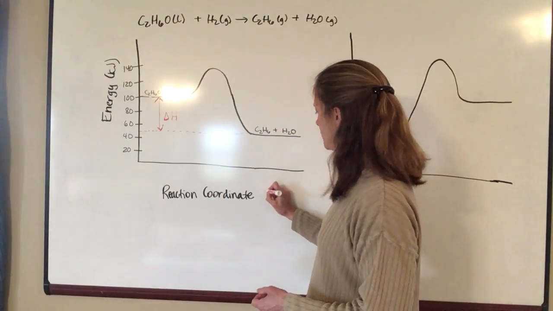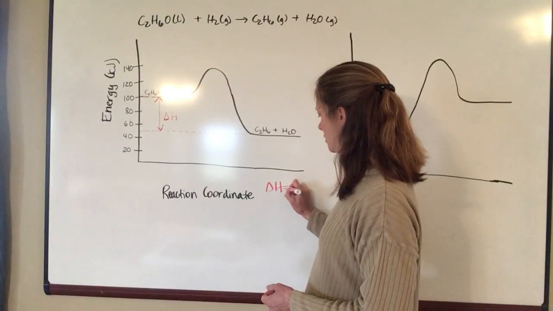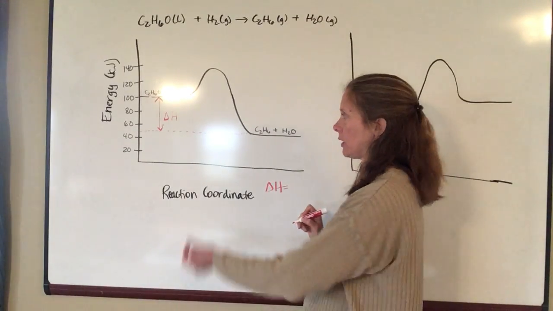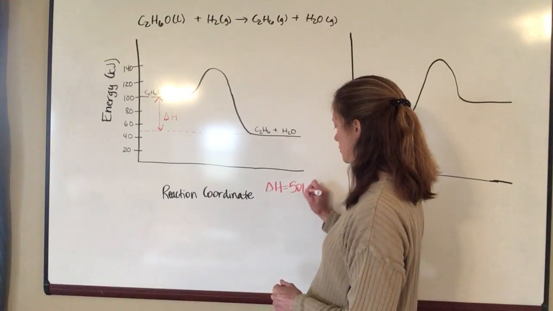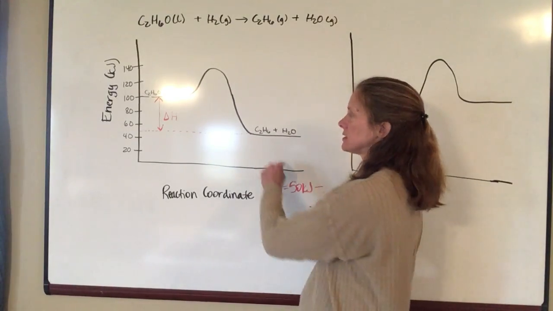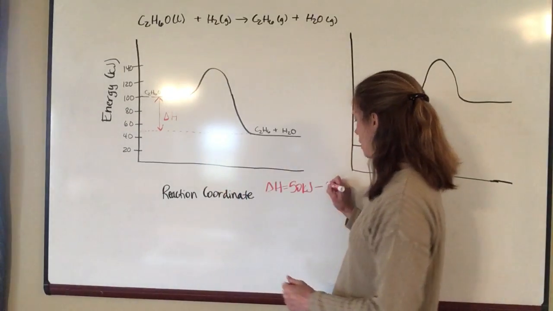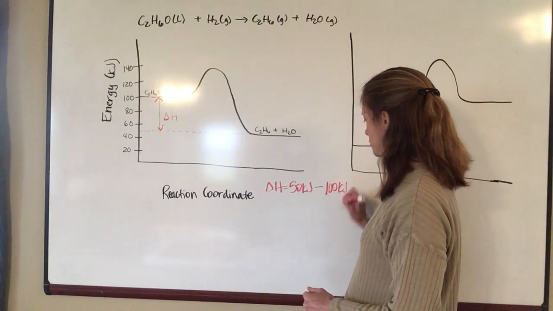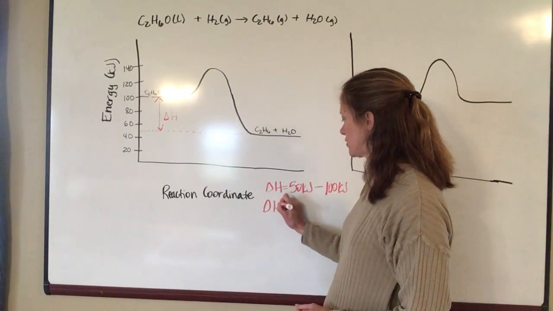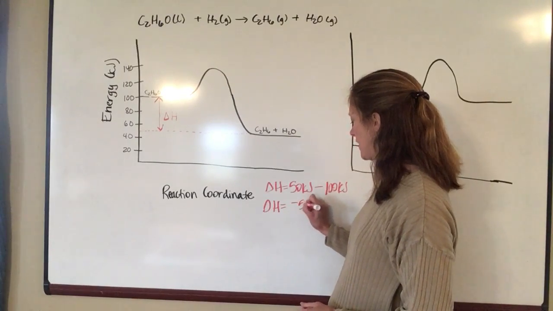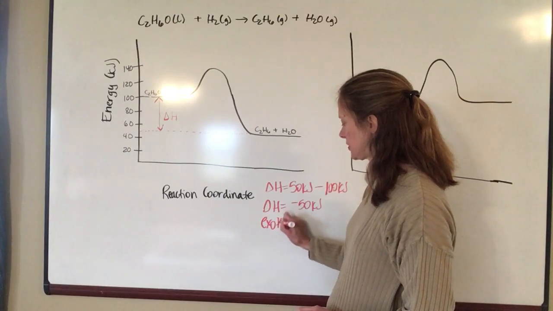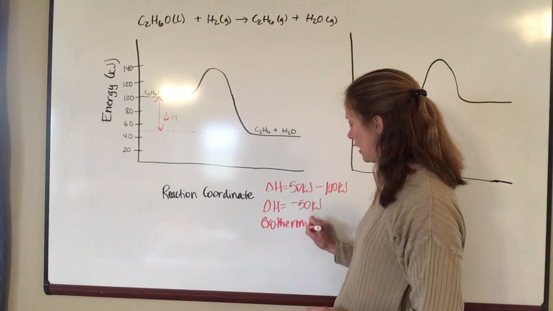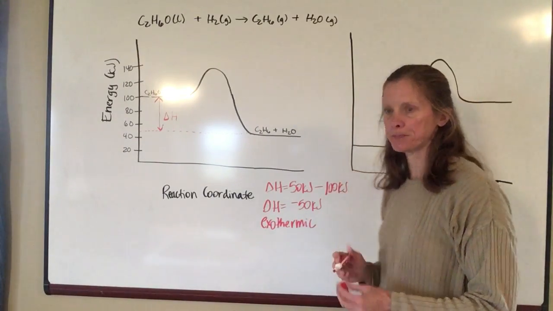And so the delta H for this reaction is going to be the energy of the products, which is 50 kilojoules, minus the energy of the reactants, which is 100 kilojoules. And so that is going to give me a delta H of a negative 50 kilojoules. So that means that this particular reaction is going to be exothermic.